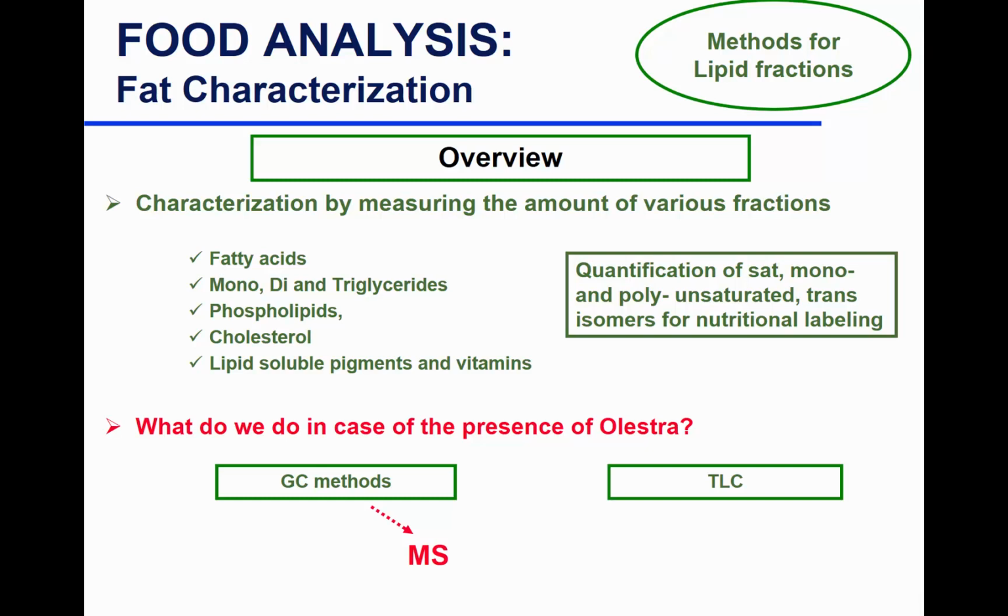So for fatty acid analysis and determining, let's say, the total calories from fat, you do the saponification, usually, and you do the methylation and then GC.